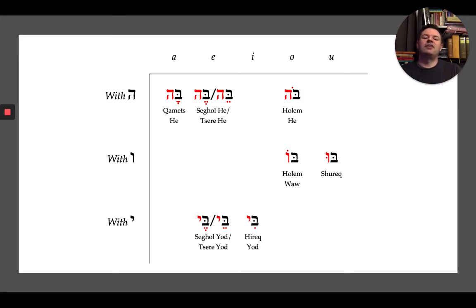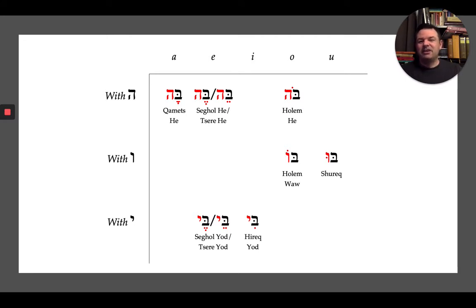It's almost like the two O's in mood. Shurik. So remember these, but really just remember with the ones that end with hey, they sound the same. Right? The ones that end with Y, they mostly sound the same, except for the Hirik Yod. And then the Shurik is completely different, and the Holam Wow is just pronounced like a Holam.